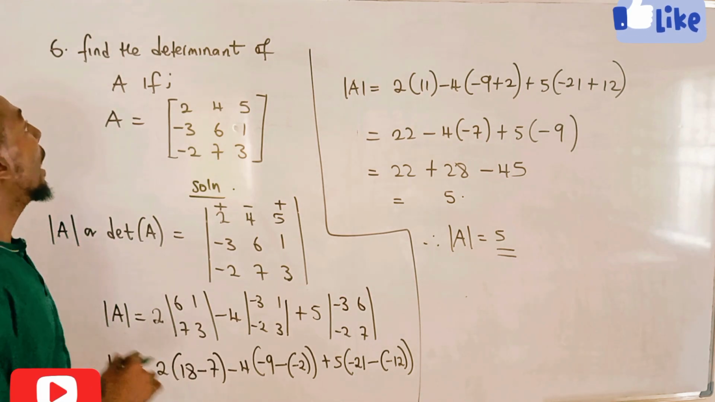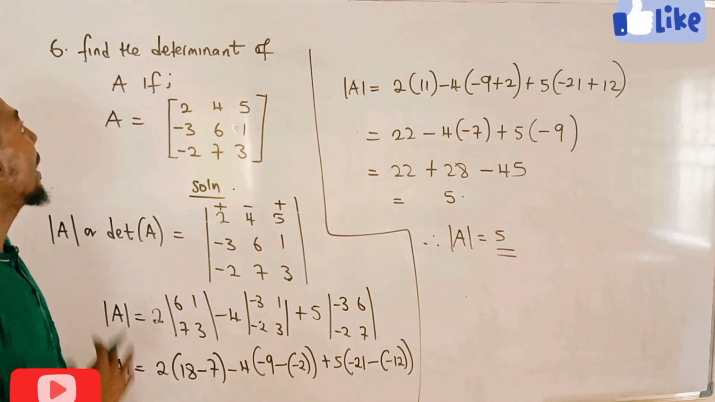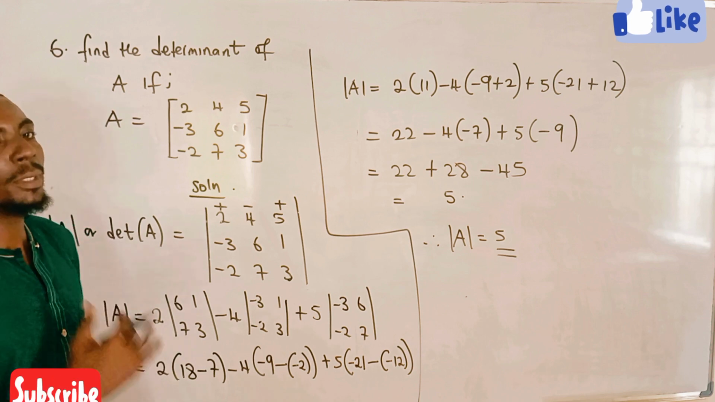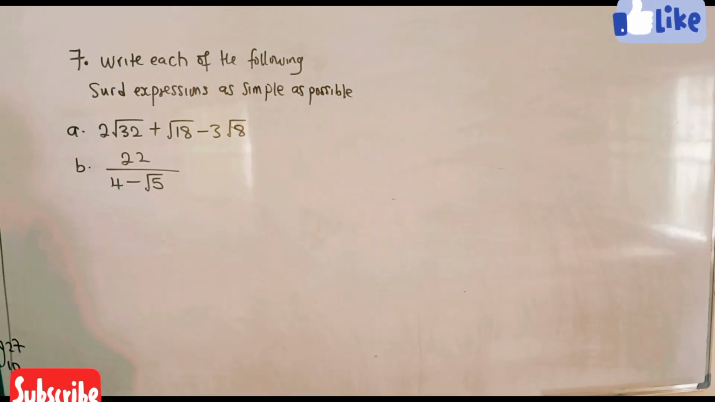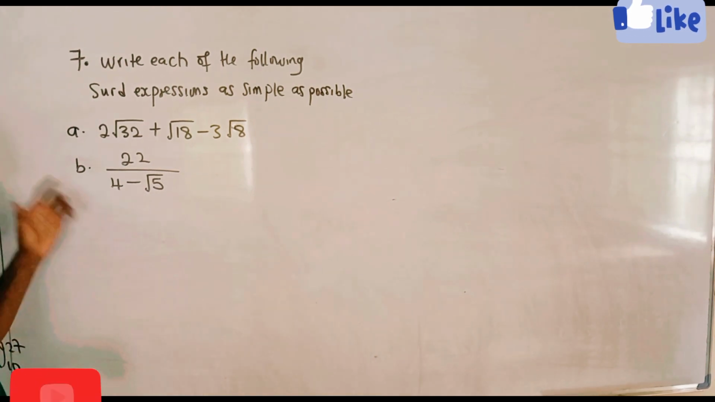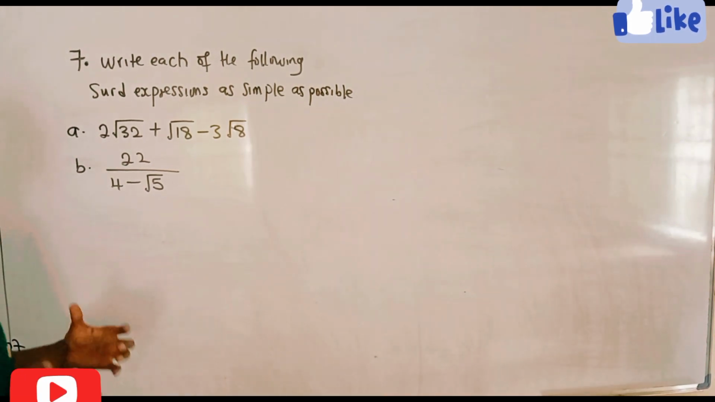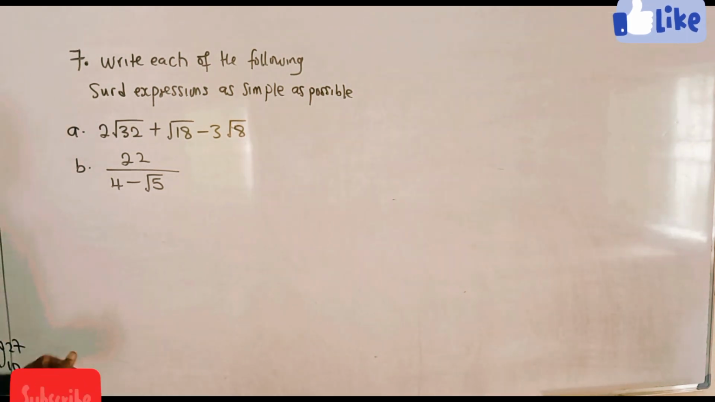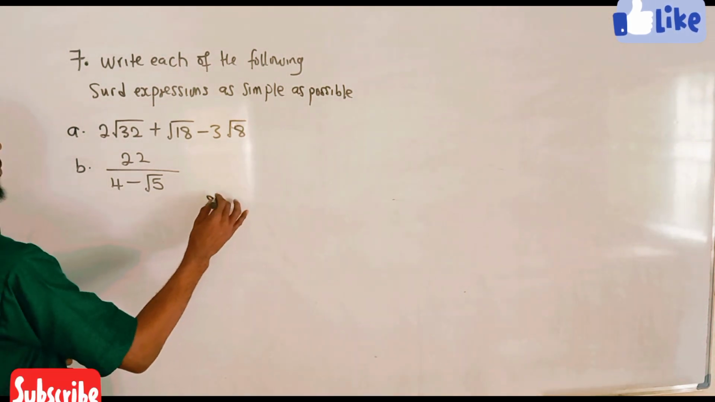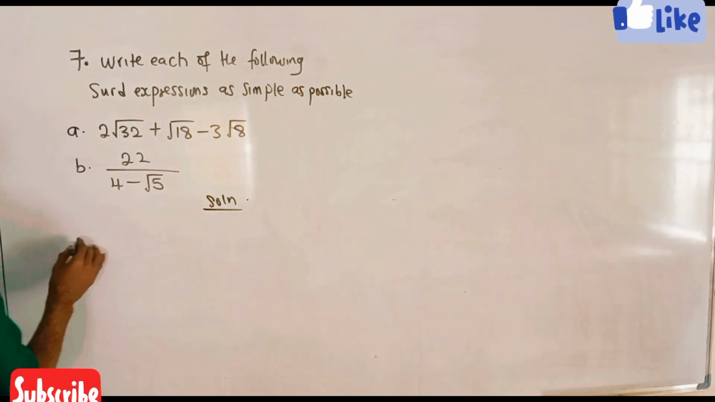Then the next and also the last part of this section note is question number 7. We have the number 7 question here: write each of the following expressions as simple as possible. We have the first question, A.